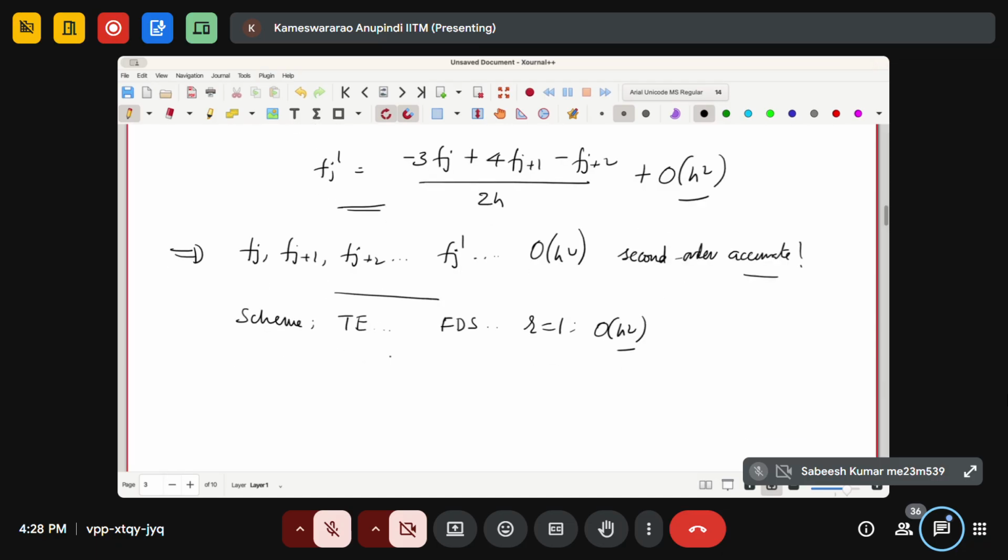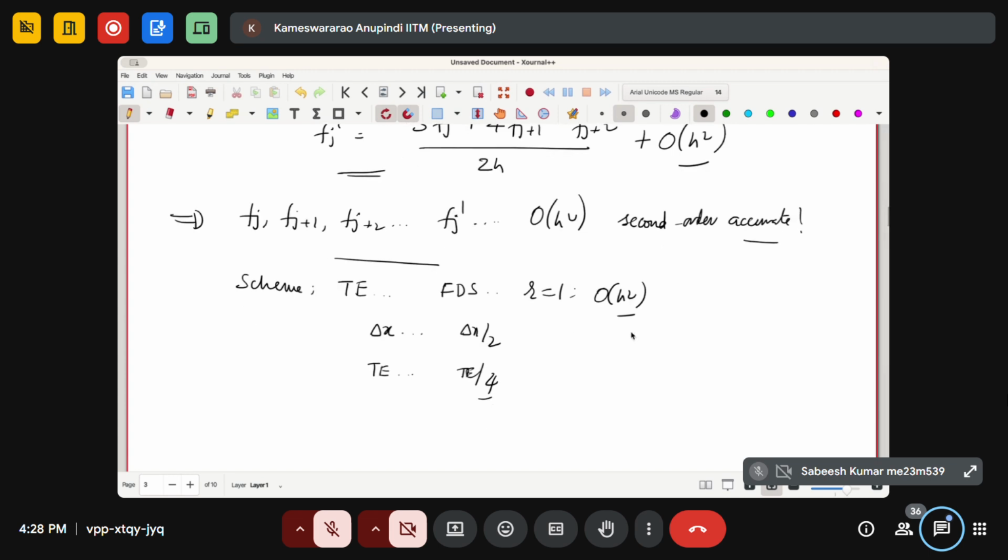That means, as we discussed before, if you are going to make your mesh from delta x to delta x by 2, then your truncation error is going to become truncation error by 4, because this is a second order accurate scheme. It is going to decrease by 1 upon 2 square. Similarly, if you had a fourth order scheme, your truncation error would go down by 1 upon 2 to the power 4, that means by 1 upon 16, and so on. So truncation error basically gives you a relative sense of how the error behaves.